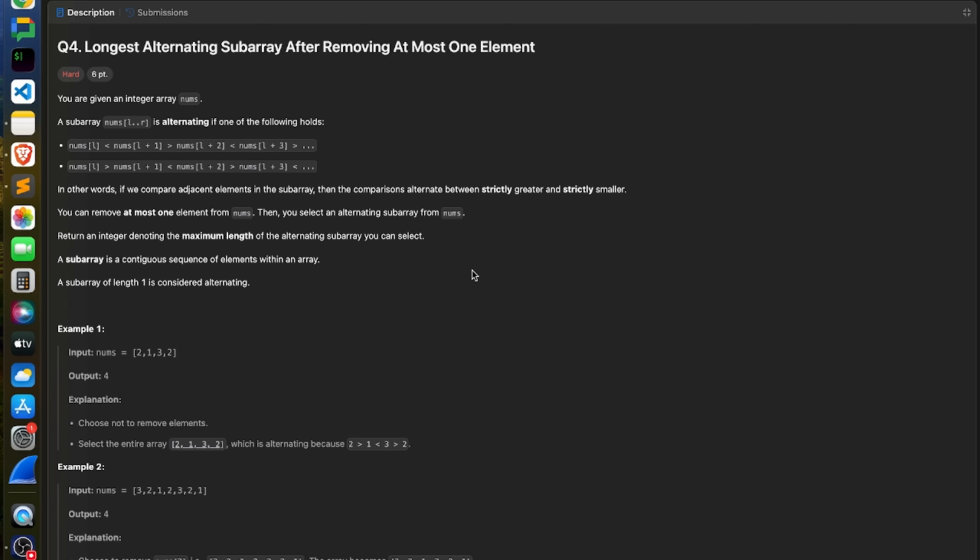It's a DP problem, I would say. If you have solved a couple of 1D DP problems, then you might sense that it's a DP problem. But let me explain how to approach it. In problem 4, we are given an integer array nums, right? And we know that a subarray is called alternating if the numbers go up and down consecutively.